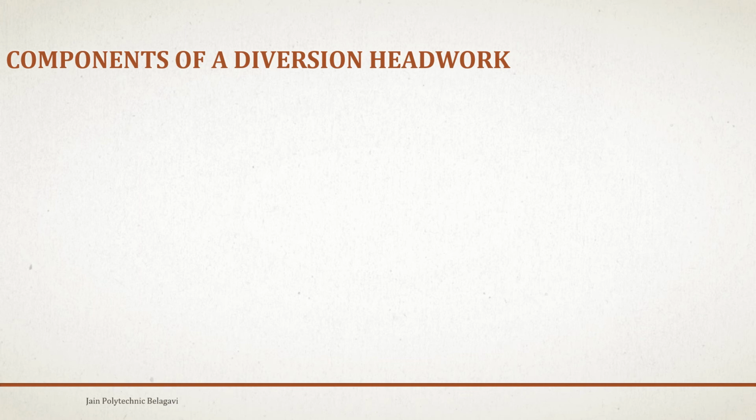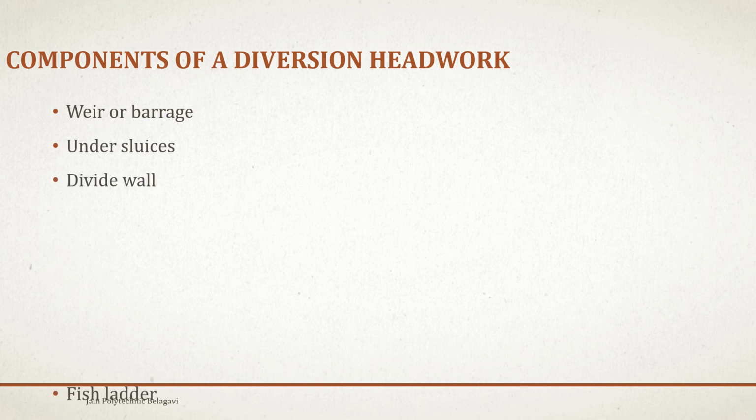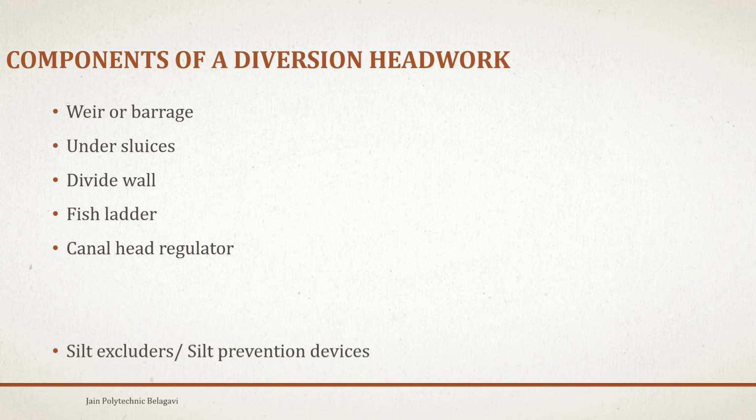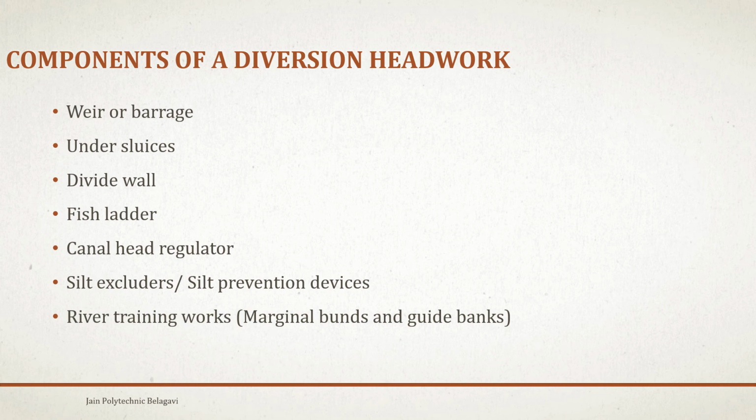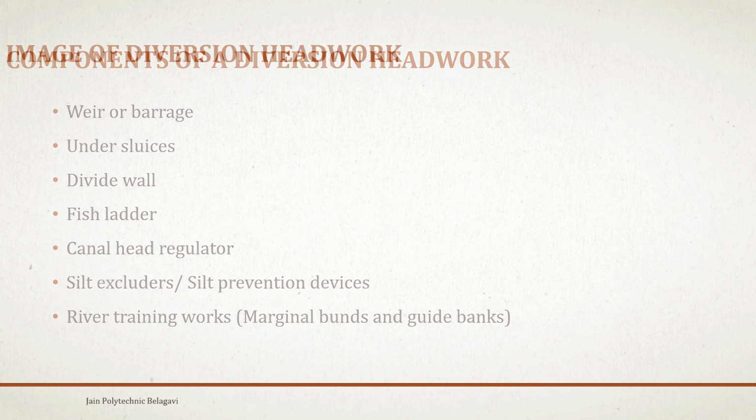The components of a diversion headwork are: the weir or the barrage, under sluices, divide wall, fish ladder, canal head regulator, silt excluders or silt prevention devices, and river training works, that is marginal bunds and guide banks.